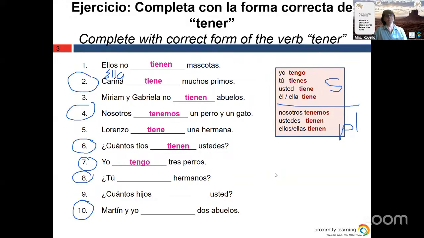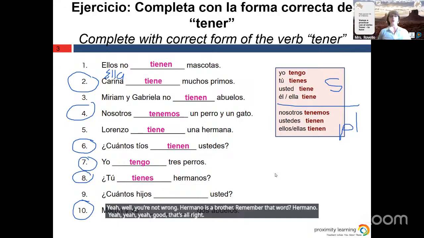¿Tú tienes hermanos? Sí, perfecto. Can you tell us what it means? ¿Qué quiere decir? You have a husband? Marido or esposo would be husband. This one is... a man? Yeah, well, you're not wrong. Hermano is a brother. Remember that word, hermano. Yeah. Good. That's all right. ¿Tú tienes hermanos? Do you have brothers? Muy bien. Good job. Good job, you guys.